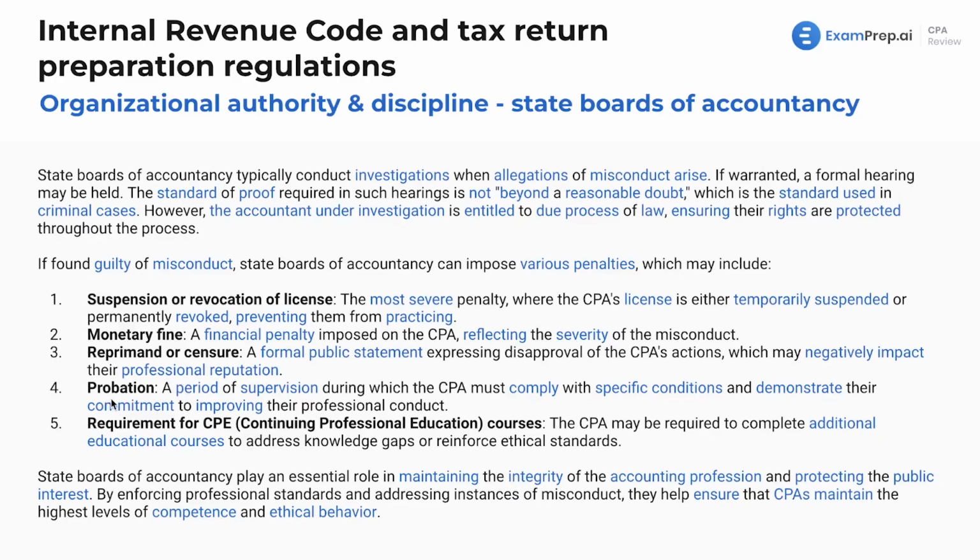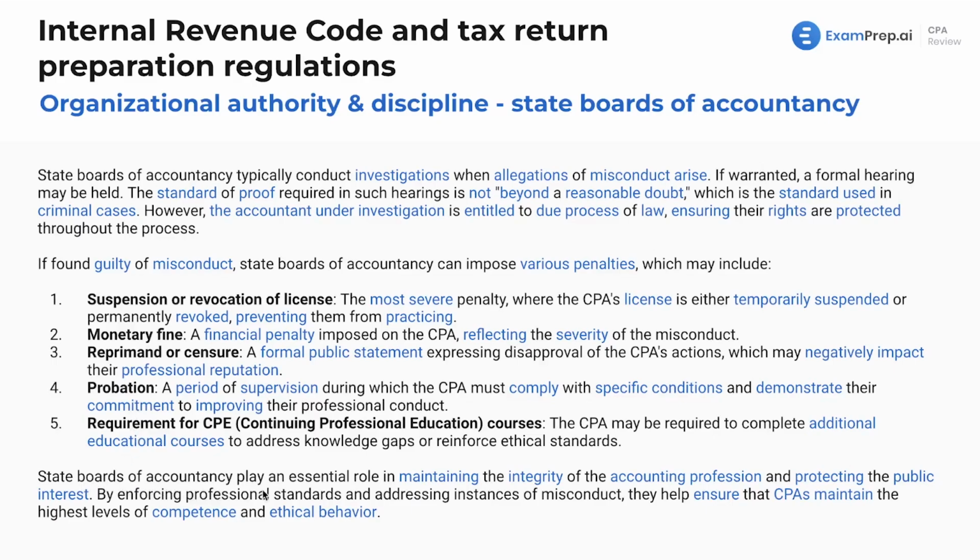We've got probation. This is a period of supervision during which the CPA must comply with specific conditions and demonstrate their commitment to improving their professional conduct. And lastly, we've got requirement for CPE courses. This is pretty light compared to these other ones. A CPA may be required to complete additional educational courses in order to address knowledge gaps or reinforce ethical standards. I would take sitting through a few courses over getting my license revoked or a monetary fine, but that's just me. Maybe you're totally okay with paying fines and you don't want to sit through courses.